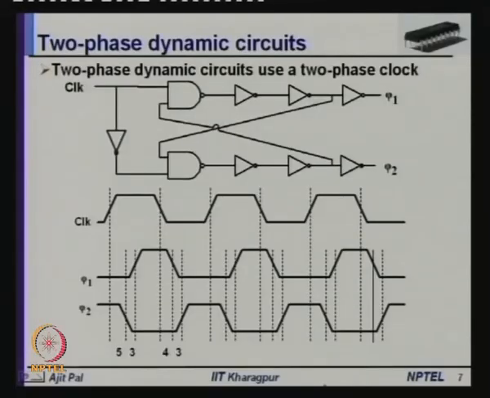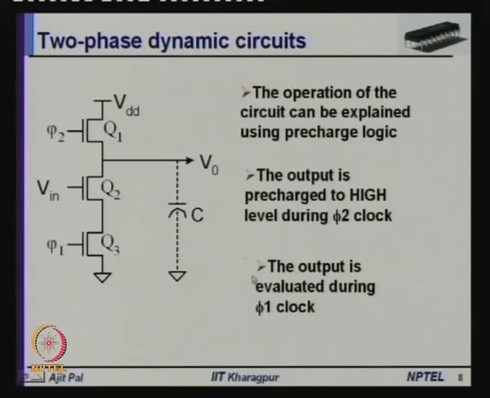So, here we have shown the same thing and how continuously you will get two phase clock phi 1 and phi 2 maintaining 3 gate delays at both edges. Here also 3 gate delay, 3 gate delay, and so on. Now, let us see how we can use this two phase clock to realize a two phase dynamic circuit.